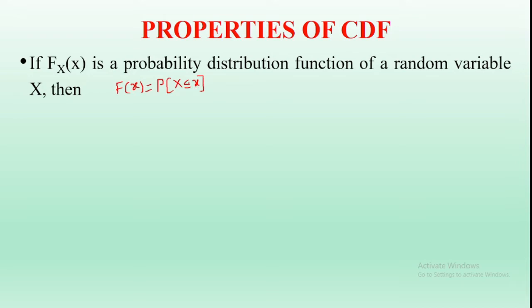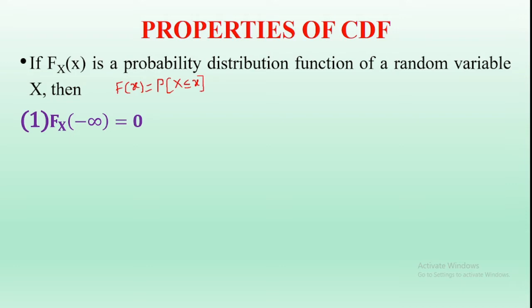So if F_X(x) is the probability distribution function of a random variable X, there are some important properties of the probability distribution function or cumulative distribution function. The first one is F_X(−∞) = 0.